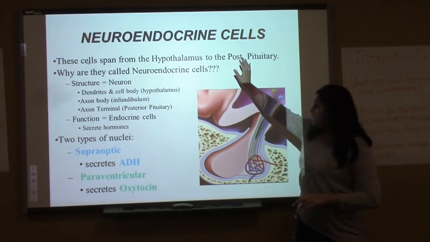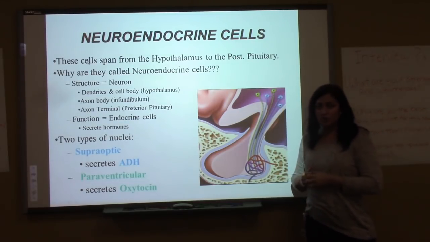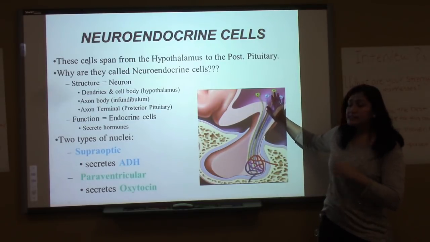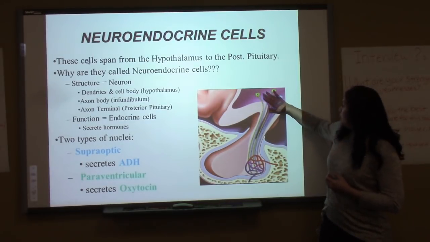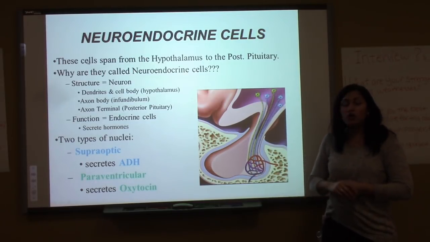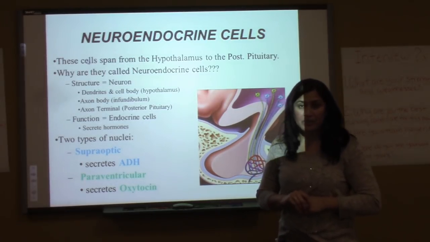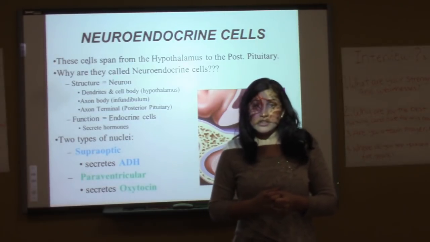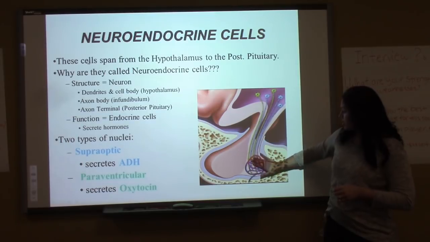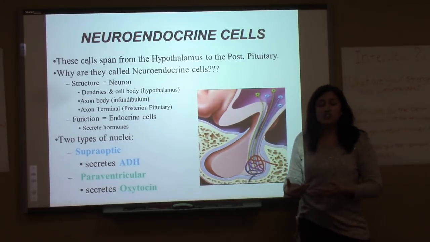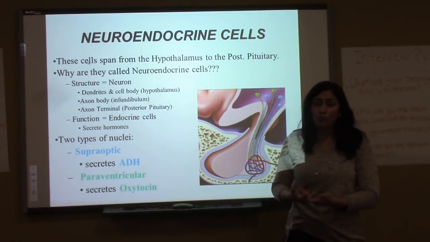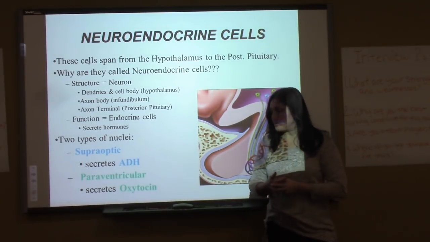Between the hypothalamus and the posterior pituitary, you actually see specialized cells that span. Right here, the blue and the green are called the neuroendocrine cells. Why are they called neuroendocrine cells? Structurally, they look like neurons. They have the dendrite, cell body, axon, and the axon terminal. But they function like endocrine cells because these cells release hormones, not neurotransmitters.